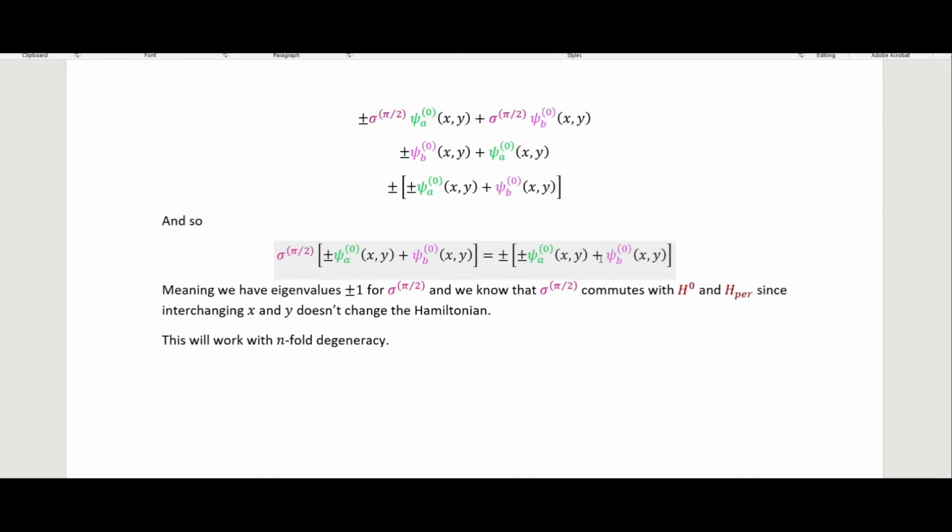And so this is an eigenvector of our reflection here, meaning that we have eigenvalues, but with this plus or minus on it now, meaning that the plus and minus 1 for this sigma, this reflection operator, and we know that this reflection operator commutes with both the ideal and the perturbed Hamiltonian here, since interchanging x and y doesn't change the Hamiltonian. And therefore, with this state right here, we could then use our non-degenerate perturbation theory. And so, that's just a way that makes it easier for us.